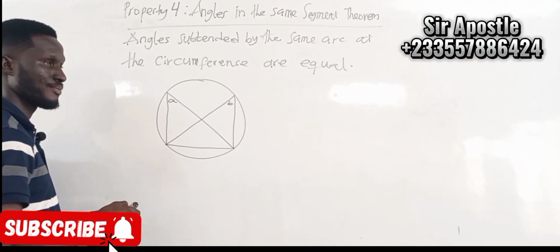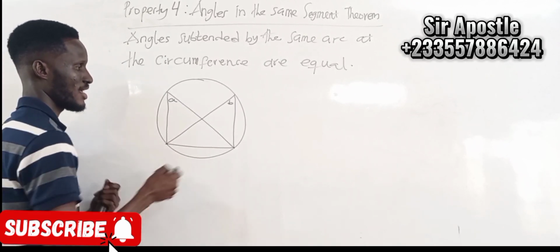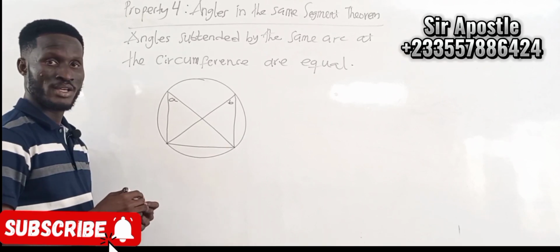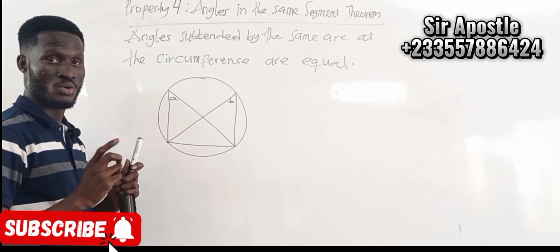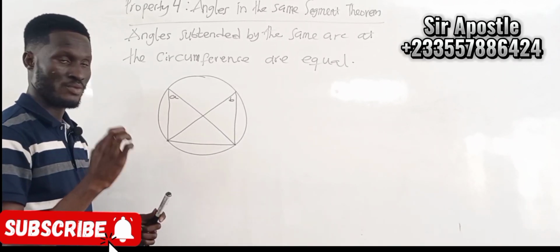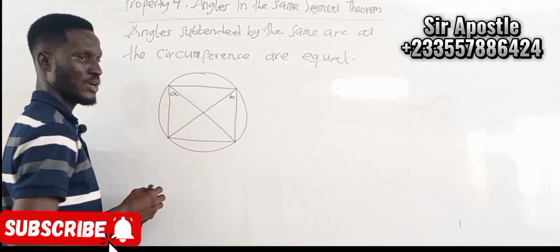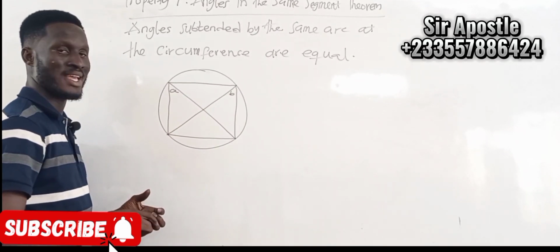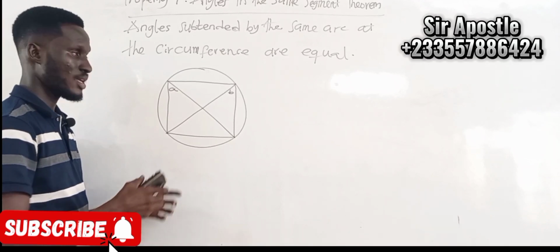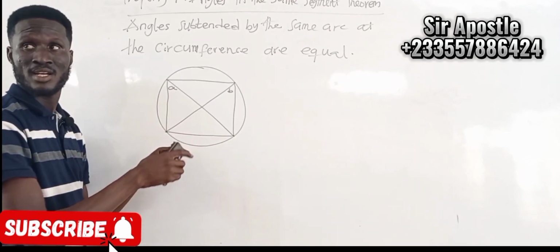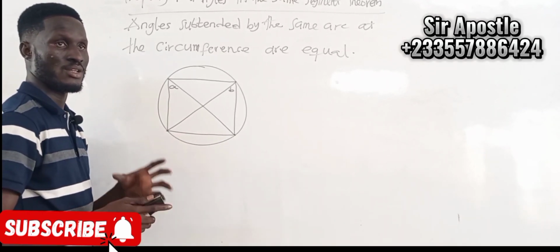This angle is B. Now, A and B, they are all equal, but they can confuse you more. How will they confuse you? Let me join this one. Now, when we join this one, it becomes a circular quadrilateral, a quadrilateral inside a circle.